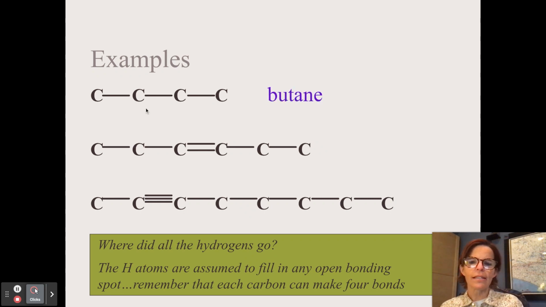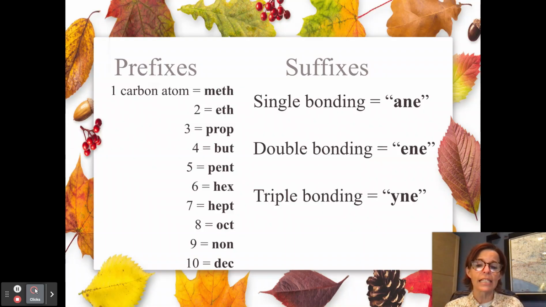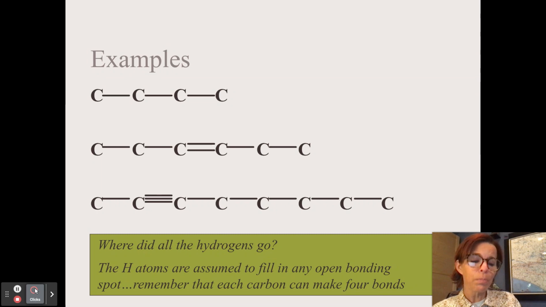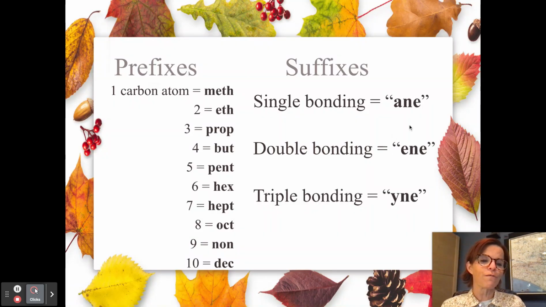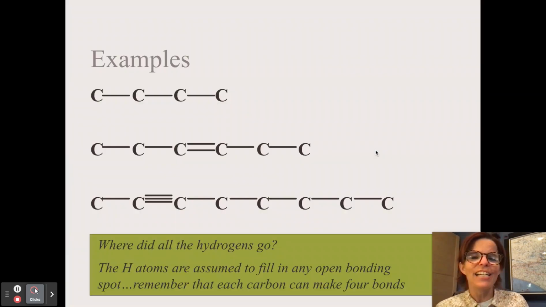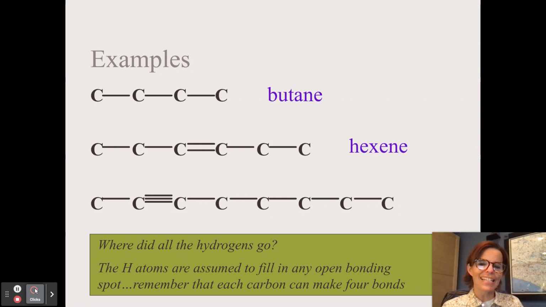All right, the next one, let's see how many carbons. 1, 2, 3, 4, 5, 6 carbons. So let's go back and take a look. If it's got 6 carbons, it's hex. All right, and then it's got a double bond. What was the suffix for a double bond? Ene. So this one is called hexene.